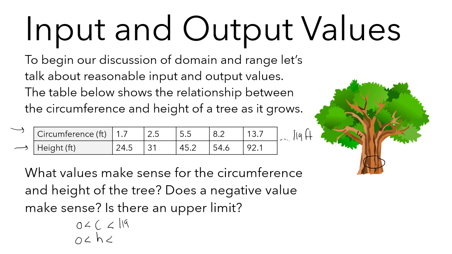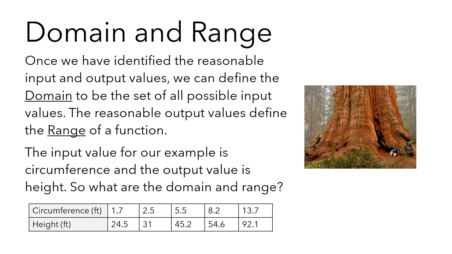And similarly for height, no tree is going to be bigger than 376 feet. So this is also going to be less than 376. So now we've defined the input and output values that make sense for this function. Once we have identified the reasonable input and output values, we can then define the domain, which is the set of all possible input values, and the range, which is the set of reasonable output values. So what would be the domain and range of our function of circumference and height?